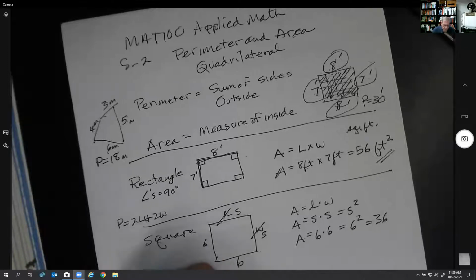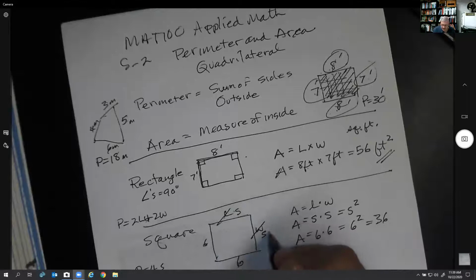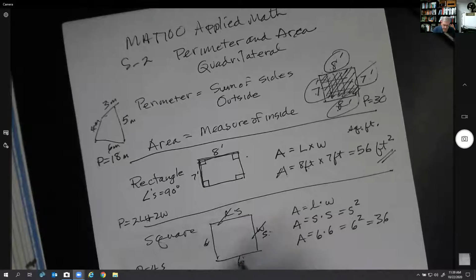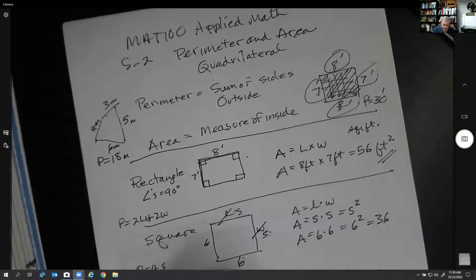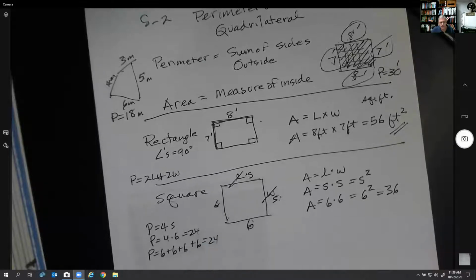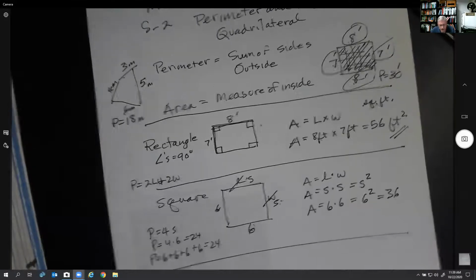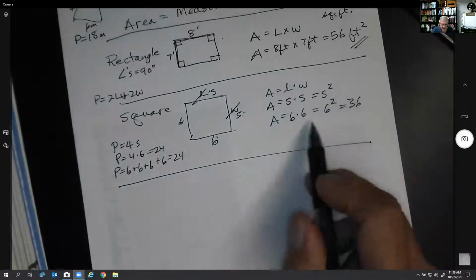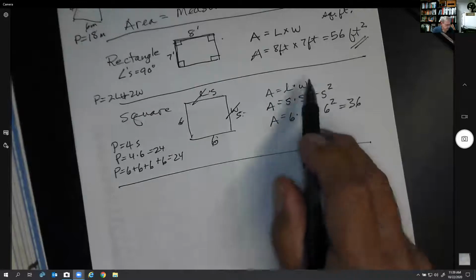And of course, they could say the perimeter is 4s, 4 times the side, because each one of these is 6, 6, 6, 6, there's 4 of them. Or you could just add them all up, 6 plus 6 plus 6 plus 6. So the perimeter is 4 times 6, which is 24, a little bit faster, or 6 plus 6 plus 6 plus 6, 24. Okay. So perimeter, you just add up the sides. Area, length times width.